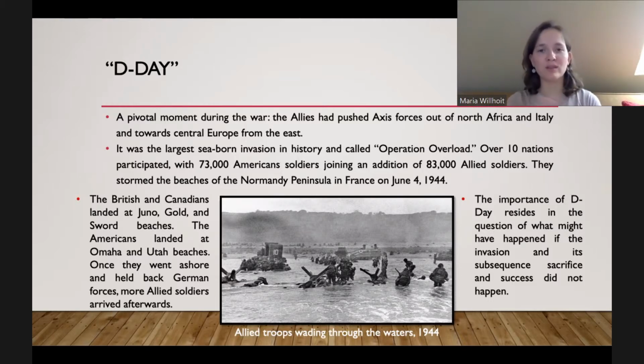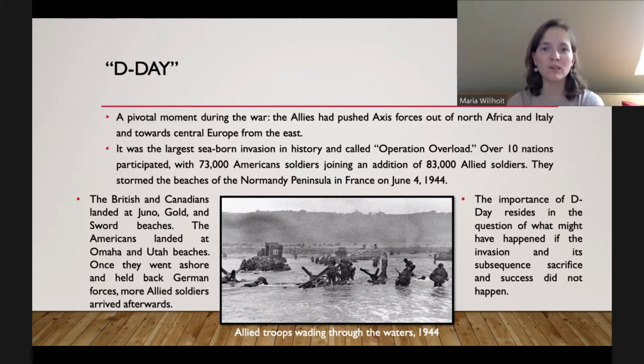And it's with this win that Germany has to be pushed further and further back to its own nation. And that's when, of course, the Soviet Union takes over and fights in the Battle of Berlin. But D-Day is very important because it's actually the largest seaborne invasion in history. It was actually called Operation Overlord, excuse me. Overlord meaning it's just so many people.